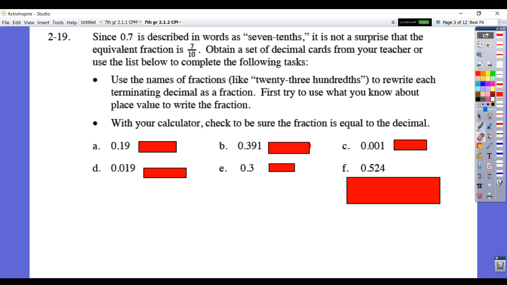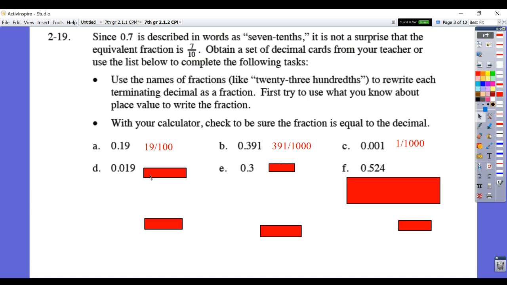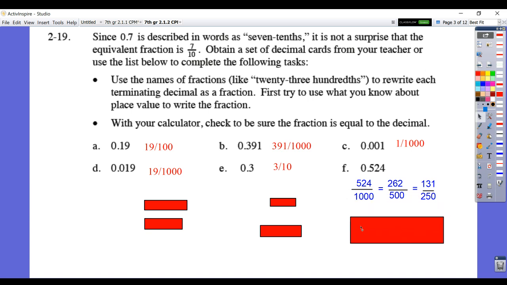Based on the way that we read those, that's also how we write the fraction. We said this would be 19 hundredths, so we'd write the fraction 19/100. 391/1000, 1/1000, 19/1000, 3/10, and 524/1000. Now this one can be simplified, as you can see I did. I first divided both these by 2 and then by 2 again to get a final fraction that's simplified. But the key is, if you're reading the decimals correctly using your correct place value vocabulary, you have the fractions from that.